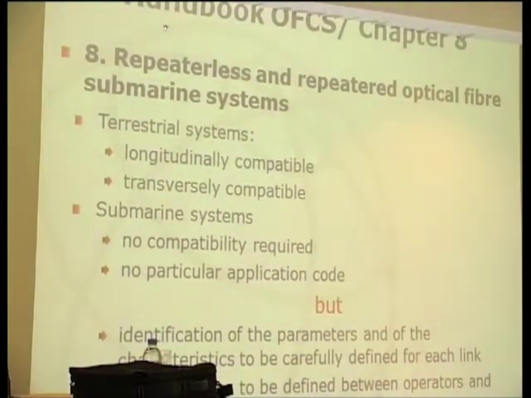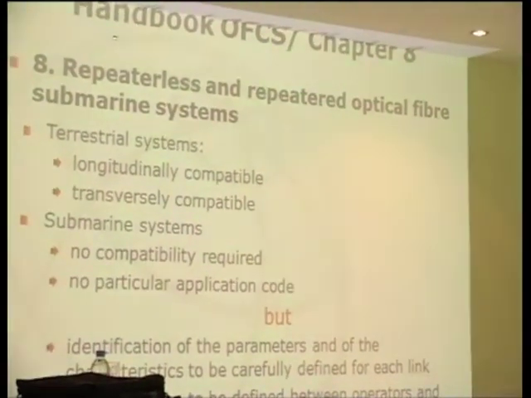So ITU does not specify any particular application code. There is no compatibility to be compliant with. But most important, during the design phase, the pre-design phase, let's say, it's the identification of any involved parameter and of the characteristics that have to be carefully defined for each link. This is a joint effort.